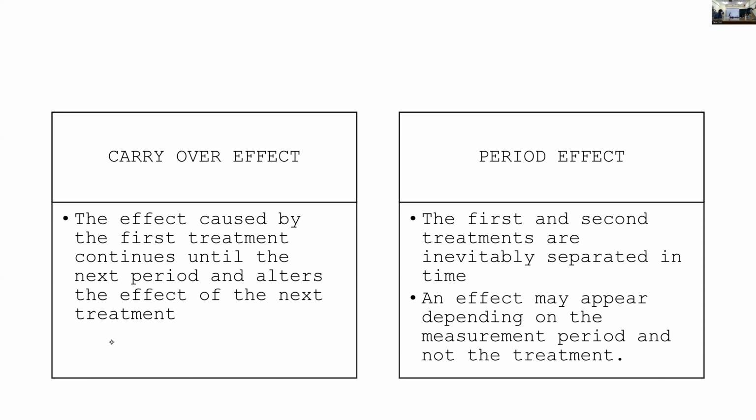The period effect is that the first and the second treatment are already separated by time. Sometimes the outcome you measure might not actually depend on the treatment, but might depend on the fact that you measured it at a different time. For example, scrub typhus, if it comes in summer season, if it comes in rainy season. Maybe rainy season scrub is more severe, but because you measured that in different time intervals itself, that can change your outcomes.